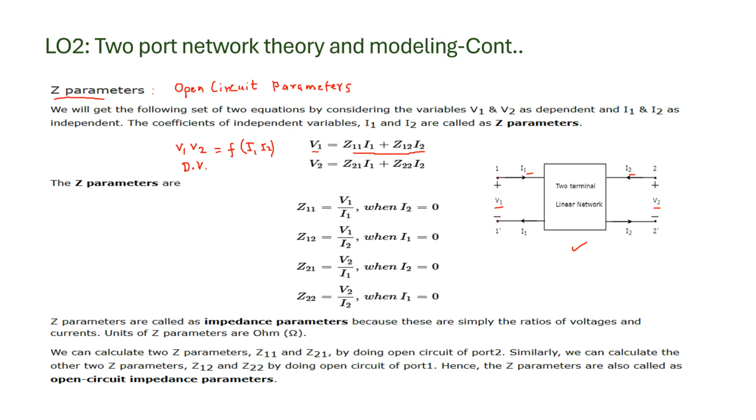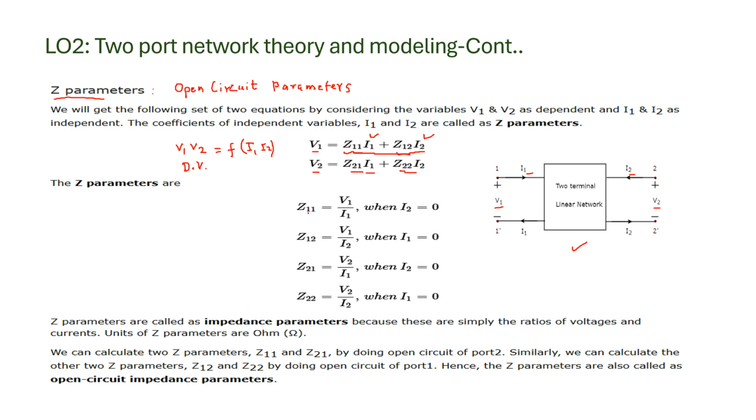So we can see here V1 is written as a function of I1 and I2. Similarly, if you write another equation for V2, V2 is equal to Z21 I1 plus Z22 I2. V2 is written as a function of I1 and I2. Then the coefficients, Z11, Z12, Z21, Z22, are called Z parameters. Now, how can we find them? This is the practical approach given here, but we can have an analytical approach also.